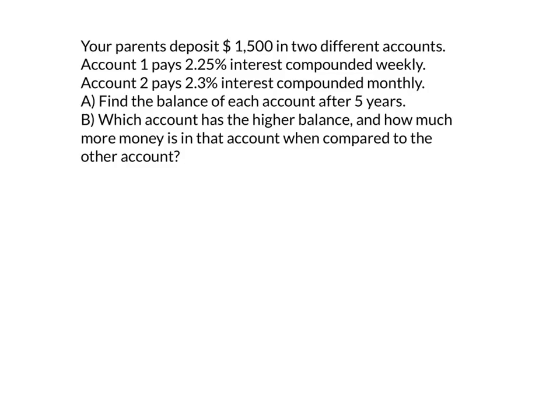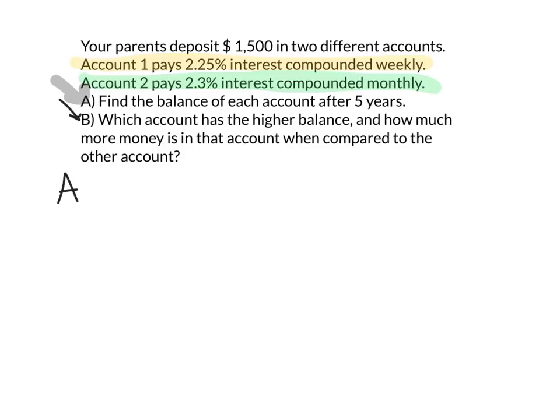Finally, your parents deposit $1,500 in two different accounts. Account 1 pays 2.25% interest compounded weekly. Account 2 pays 2.3% interest compounded monthly. We have to find the balance of each account after 5 years. We have to determine which account has the higher balance and how much more money is in that account when compared to the other. So this one is really two separate questions.